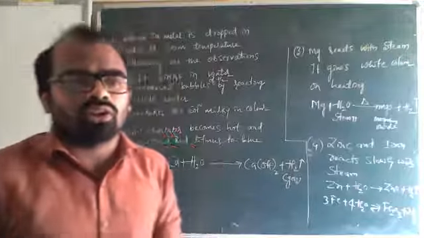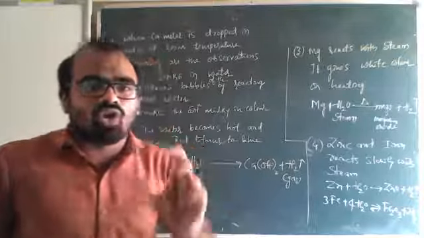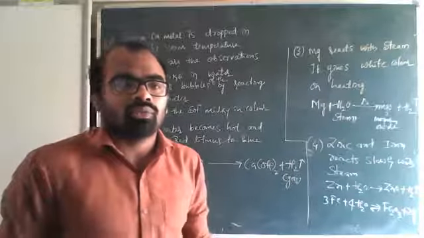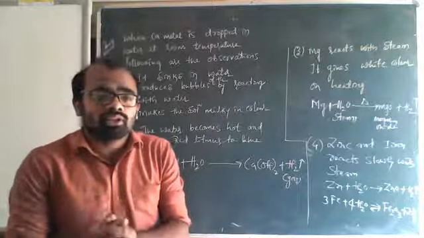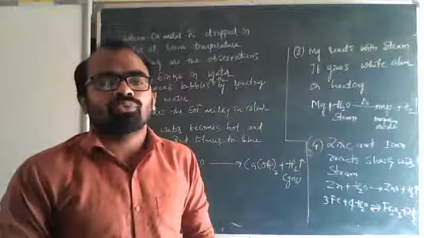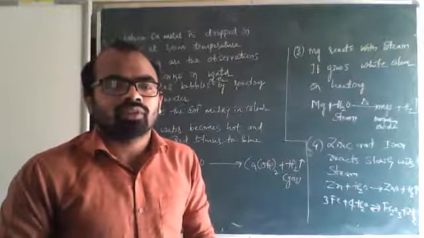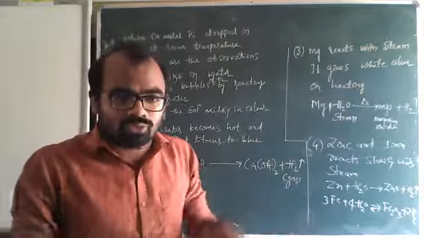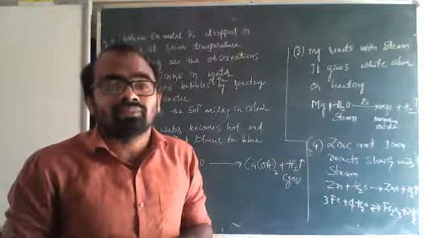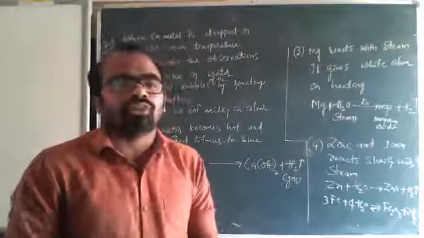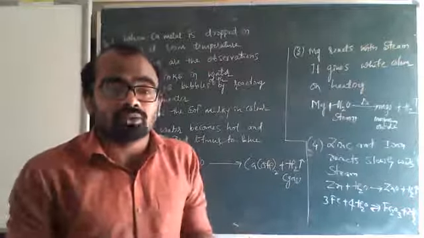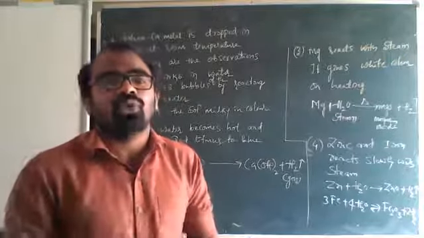So I hope you all are understanding. See, when calcium metal is dropped in water at room temperature, it sinks in water and produces bubbles of H2 by reacting with water. After that, the solution in which calcium metal is dropped turns milky, and the water becomes hot because heat is released. This is a basic solution which converts red litmus to blue litmus.